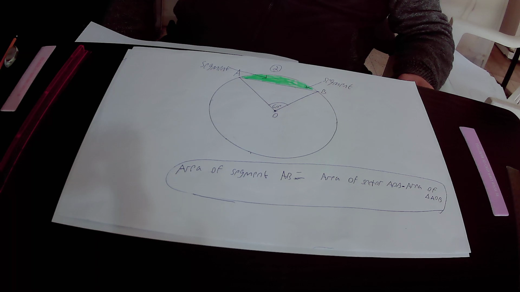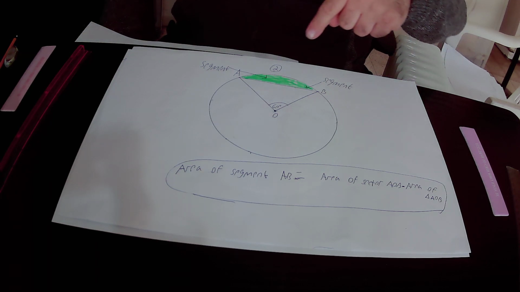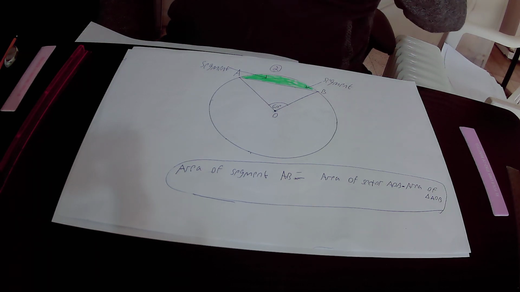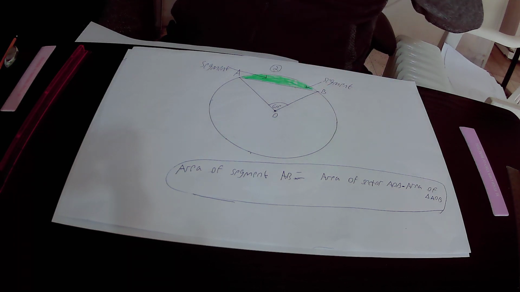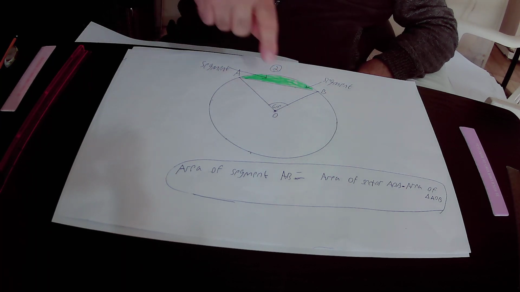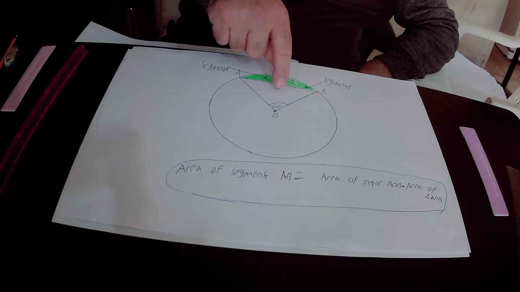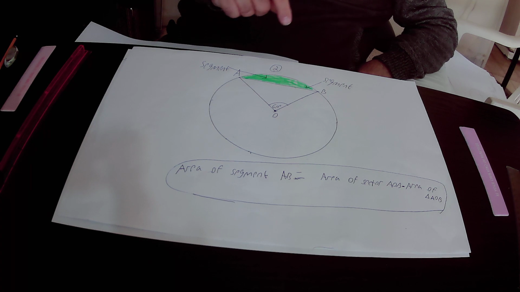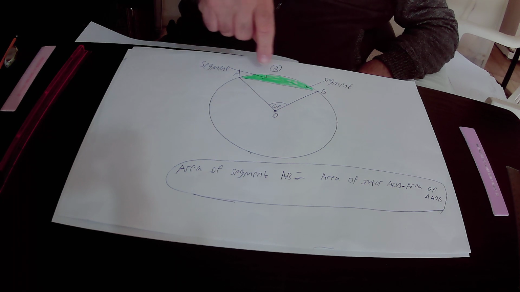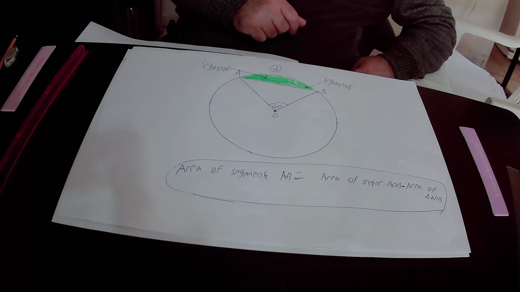the formula for the area of this segment is actually the area of segment AB equals the area of sector AOB minus the area of triangle AOB. Again, the area of sector AOB minus the area of triangle AOB equals segment AB, the shape in the green color. Okay?